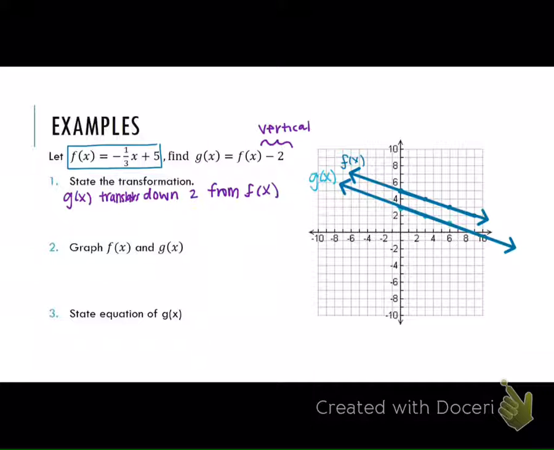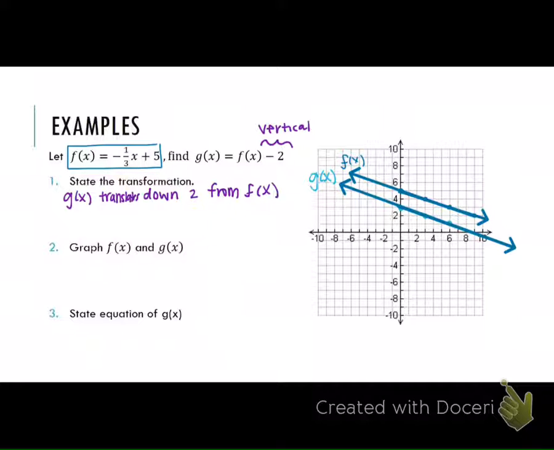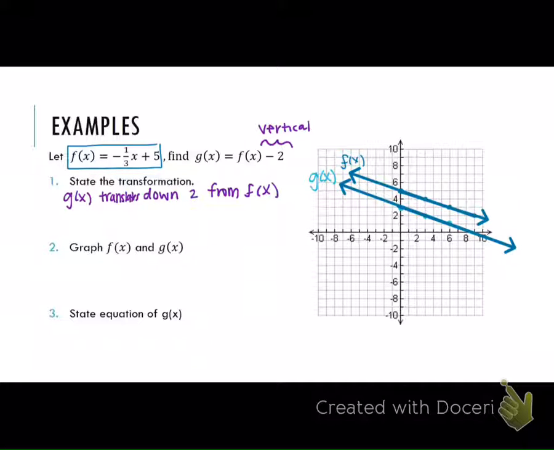They should look parallel. It's this point that needs to shift down 2, so it'd be right here. All right, guys. No turning around. Come on. Focus. Guys. Focus. Please.